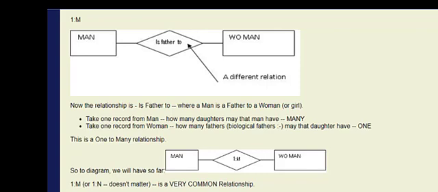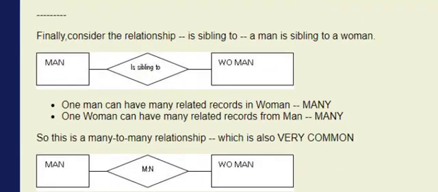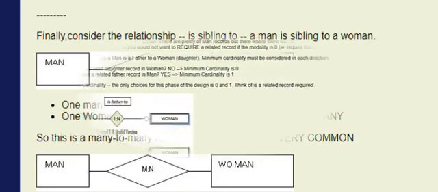It could be that there is more than one type of relationship between two entities, depending on how you define it. Let's look at this third example, sibling to. One man can have many sisters and one woman can have many brothers. So in this case, we have a many-to-many relationship. So I hope that helps you in deciding how to define your binary relationships.